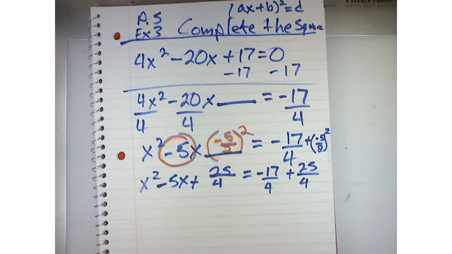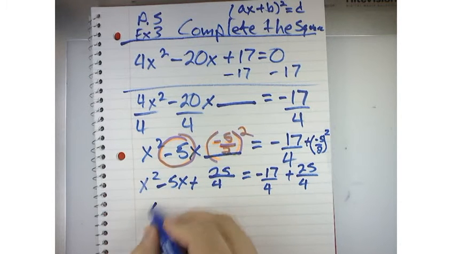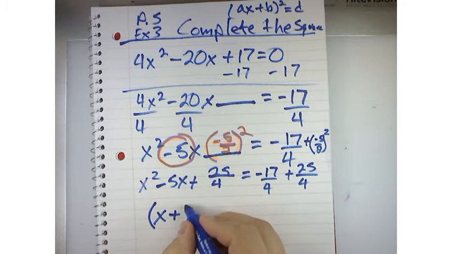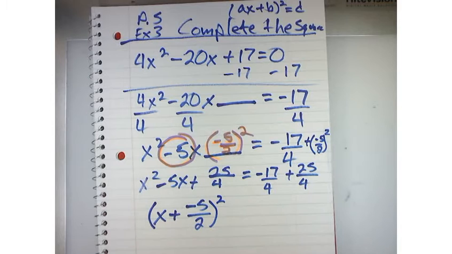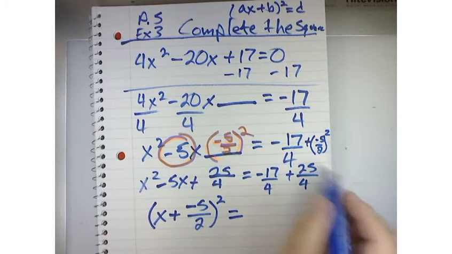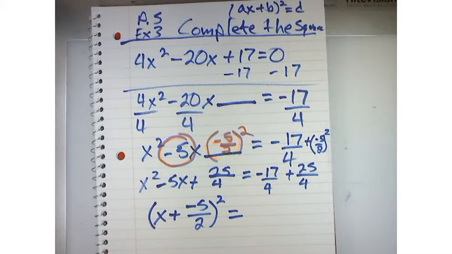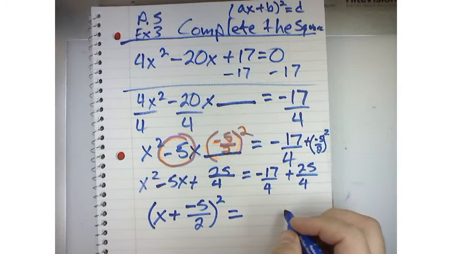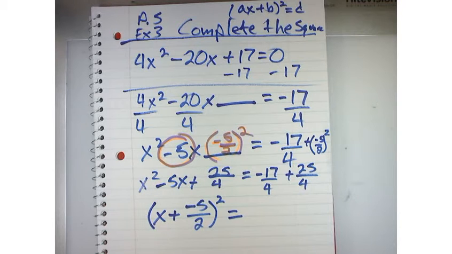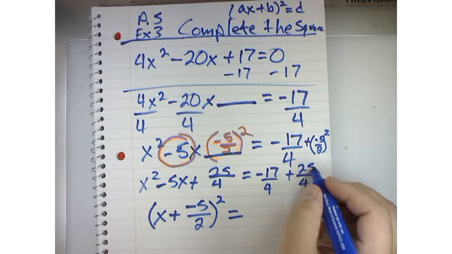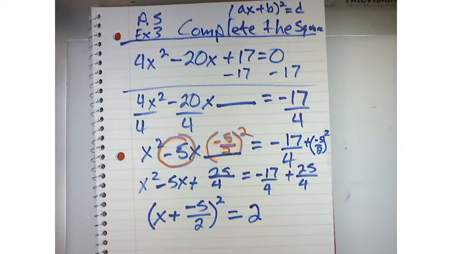Now what that does for me is, on this side, and you could do the math if you want to, that gives me x plus negative 5 over 2, that quantity squared. And you could just put minus, you don't have to do the plus negative, is equal to whatever is left over. Now what is 25 minus 17? Eight over 4, right? What's 8 over 4? 2. Does that make sense? So if you add that up, it's 8 over 4, and if you reduce it, it's 2. You guys with me so far?